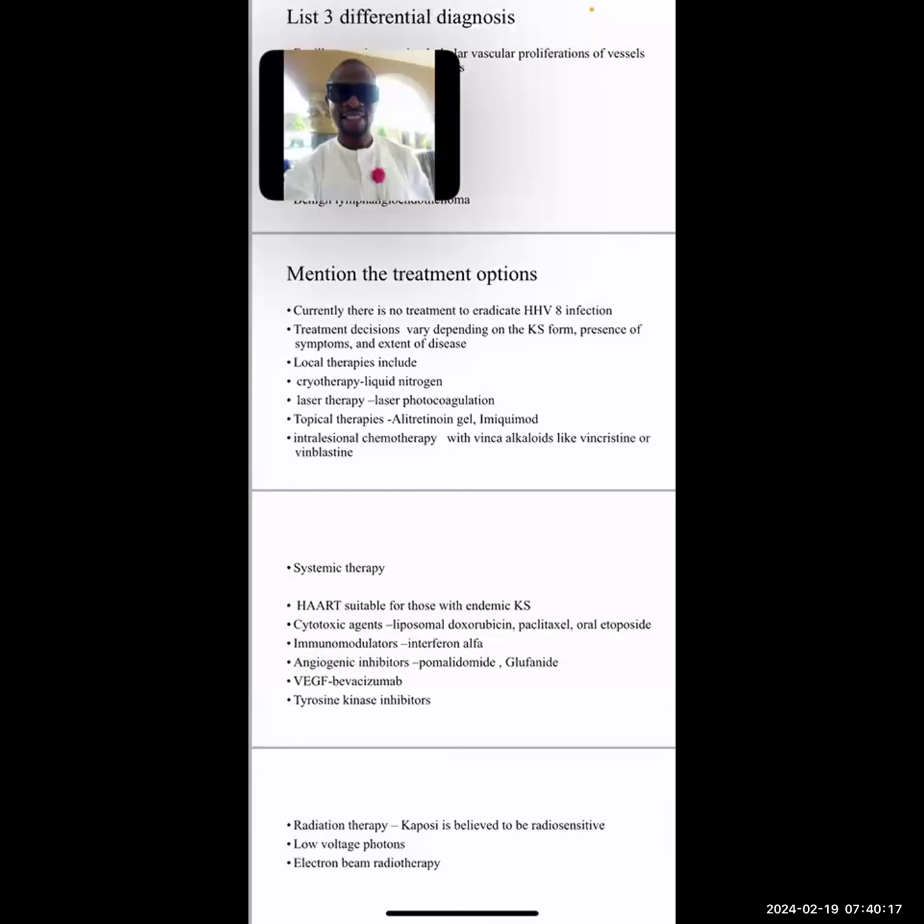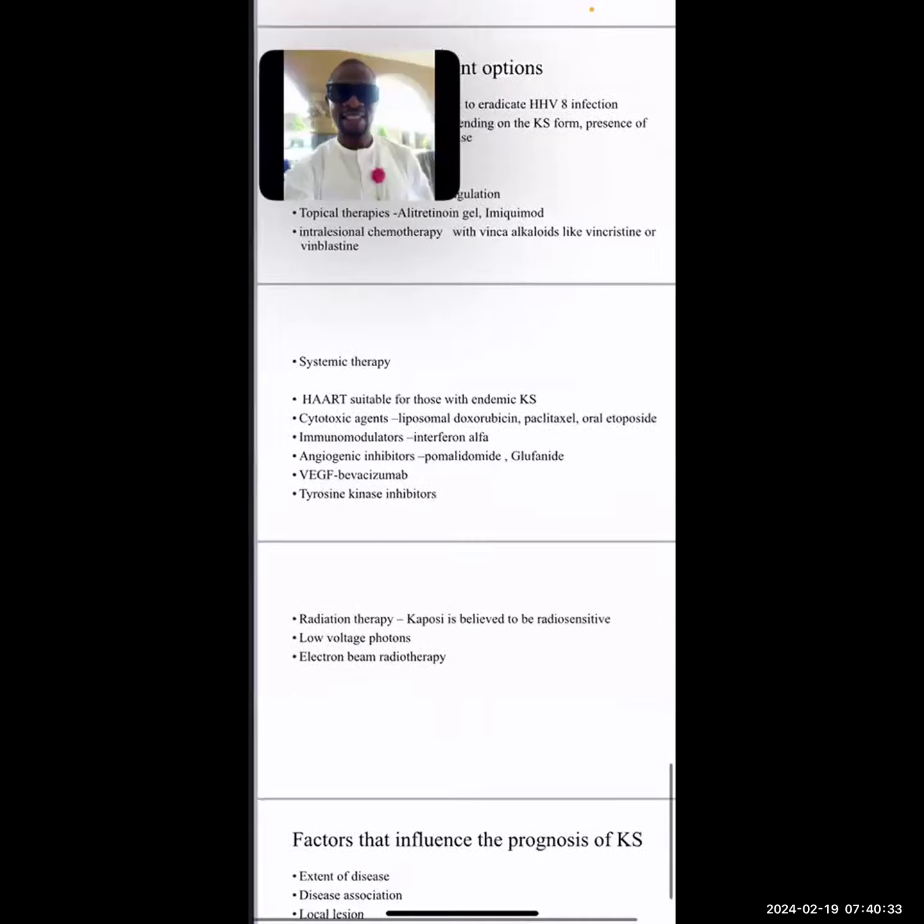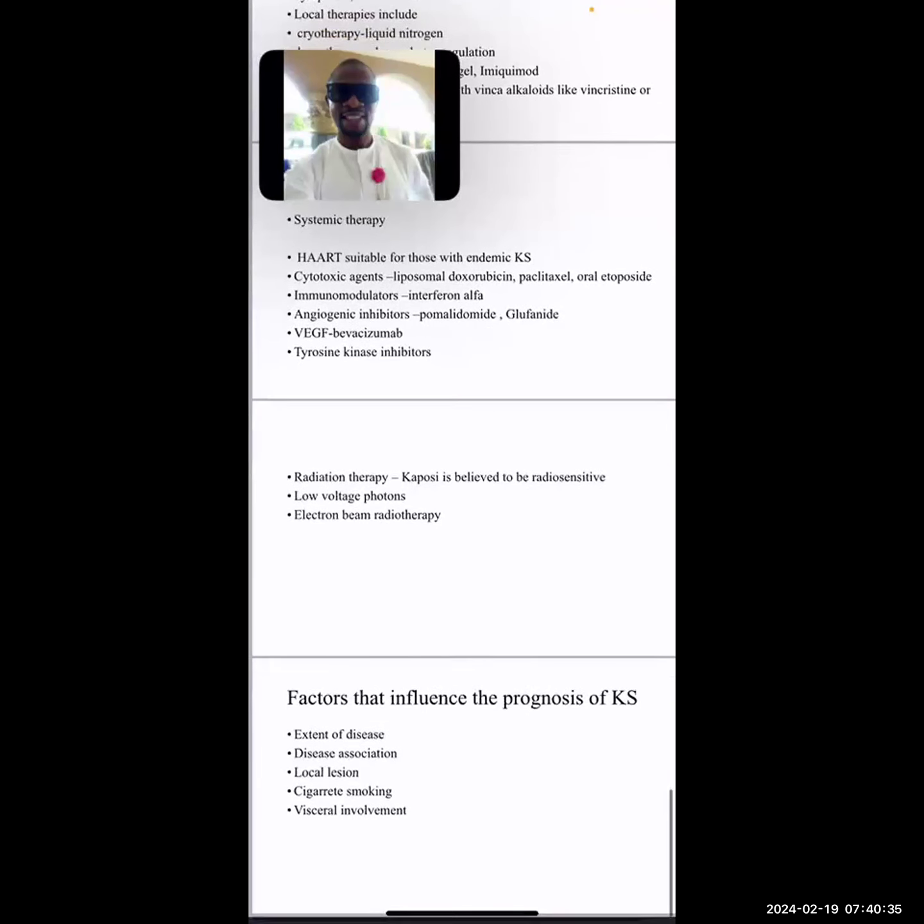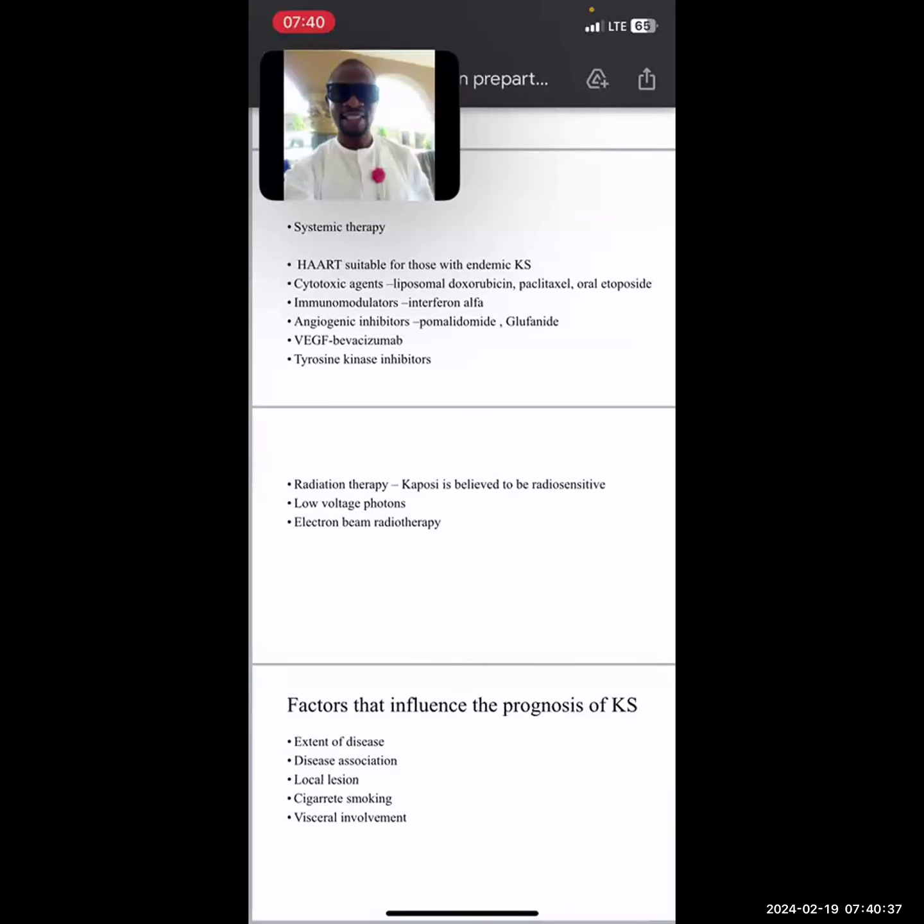Now, the other therapy, we said local, we said systemic, and then radiation therapy. Kaposi sarcoma is believed to be highly radiation sensitive, and so low voltage photons or electron beam radiotherapy are used. Now, what are the factors that influence prognosis? It was quite difficult to get per se, but I just tried to divide it based on how we can answer. So the extent of the disease: if the disease is widespread compared to when it is local, prognosis will be worse.